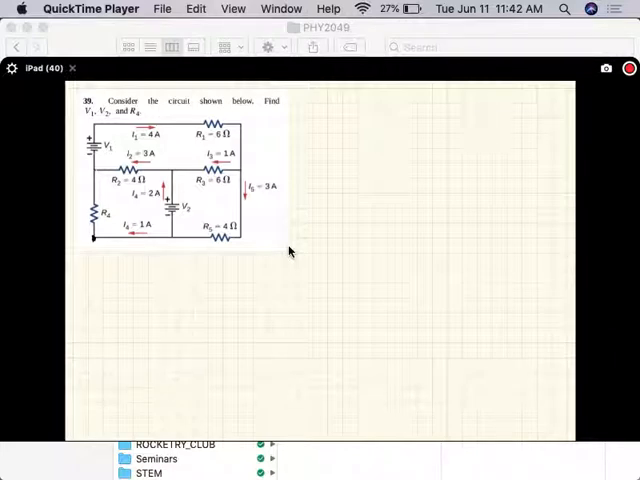Let's see. Okay, there are many junctions. Let's see how many junctions there are. 1, 2, 3, 4 junctions. So you can get 4 equations from there. And then how many loops are there? 1, 2, 3, 4, 5, 6, 7, and so on. So there's plenty of equations we can obtain. All we need is 3 equations, so we have to be smart about it.